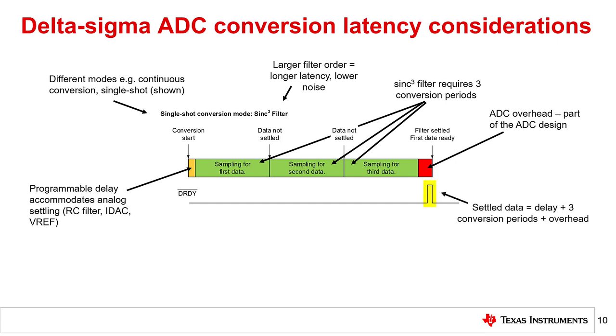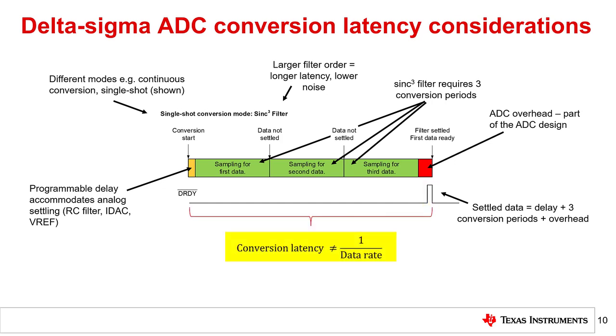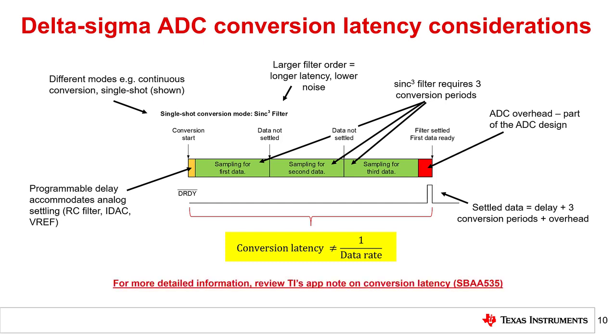Ultimately, all of these factors combine to generate settled data in a time equaling the delay plus 3 conversion periods plus the ADC overhead. Importantly, this means that the conversion latency for this device using these settings is considerably longer than just the inverse of the data rate. To make this more clear, the next slide steps through an example to demonstrate how this information can be used to calculate the cycle time for a typical multi-RTD measurement system. However, to delve more deeply into each of these factors and the topic of conversion latency, review the application note at the link on this slide.